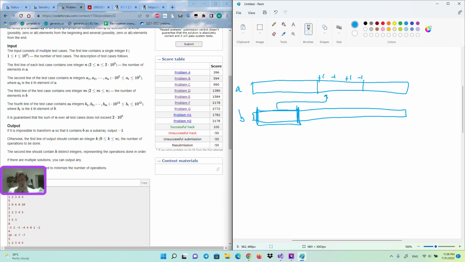Okay? We want some subsegment of A that can become B with some changes. How can we check it? It's something like this Knuth-Morris-Pratt algorithm, but with some strange stuff.